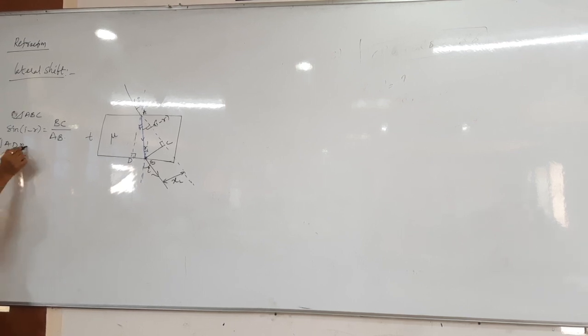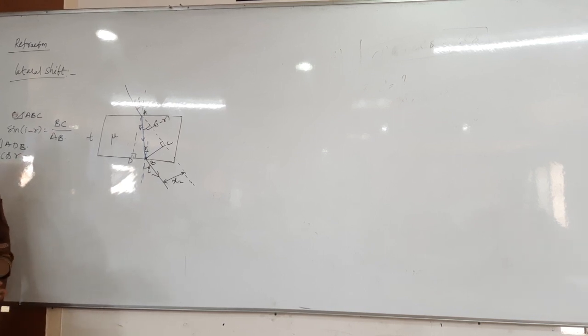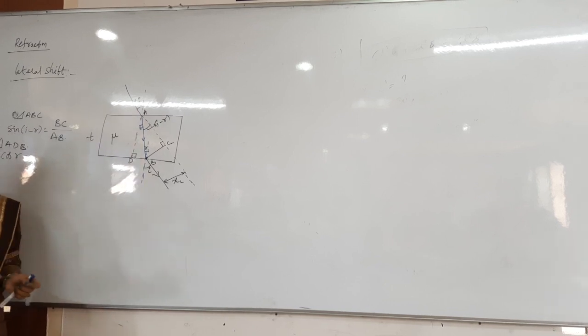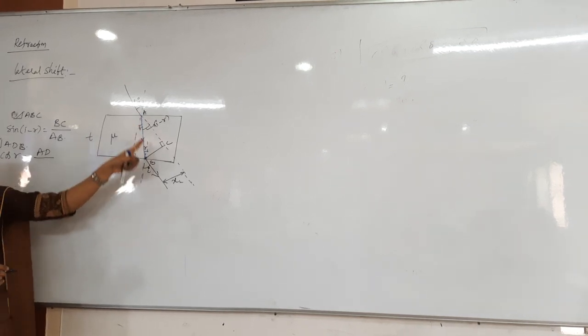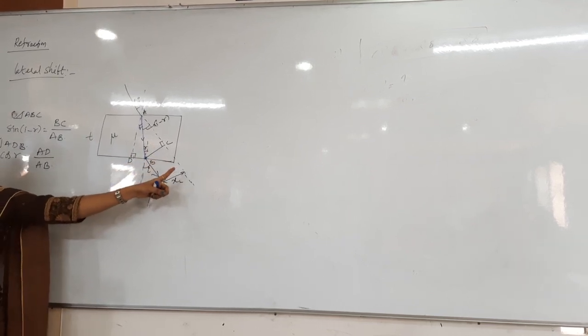From the right angle triangle ADB, cos r is equal to adjacent, which is AD, divided by the hypotenuse. Who is the hypotenuse here? AB. Then what do you have to find out finally? BC, right? That is the lateral shift for us.